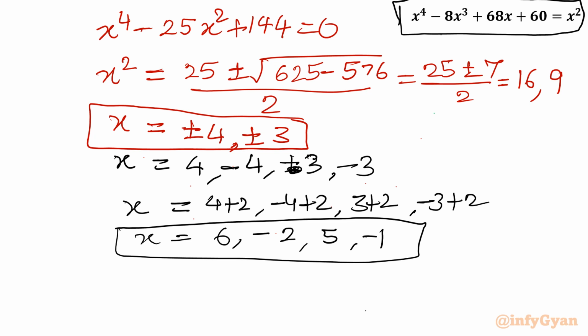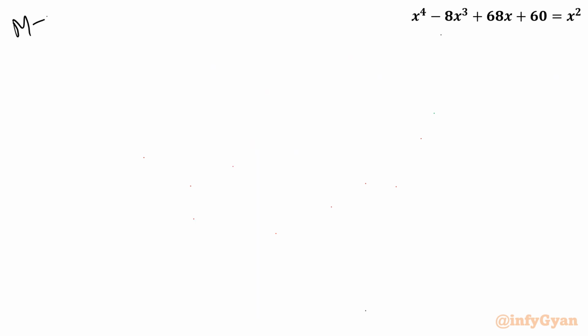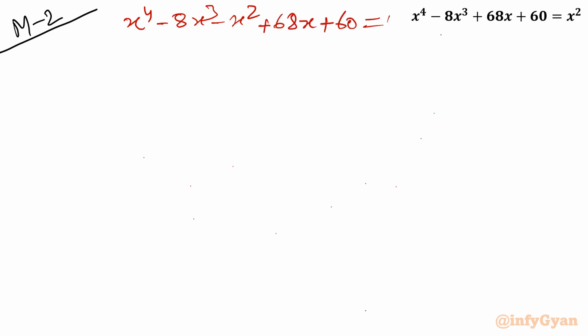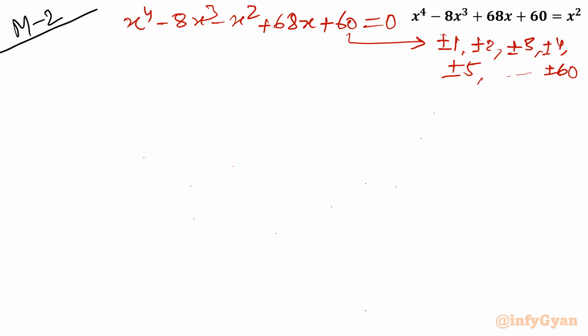Let me consider our conventional method, that is method number 2. We will take up direct steps in this because we have solved many problems. I will write our equation: x power 4 minus 8x cube minus x square plus 68x plus 60 equal to 0. Now I will consider the rational root theorem. So our eligible factors for the constant coefficient are plus minus 2, plus minus 3, plus minus 4, plus minus 5, up to plus minus 60. I am not going to write all. And the leading coefficient is plus minus 1.